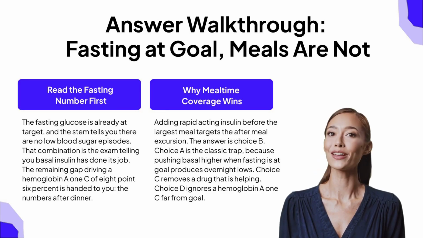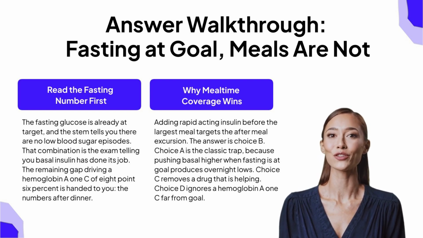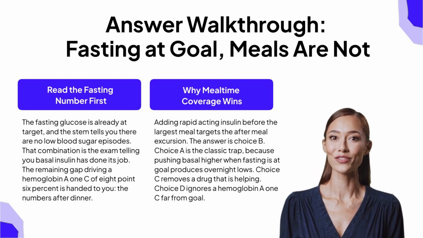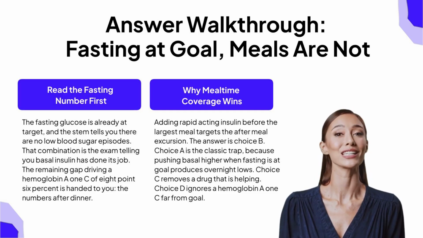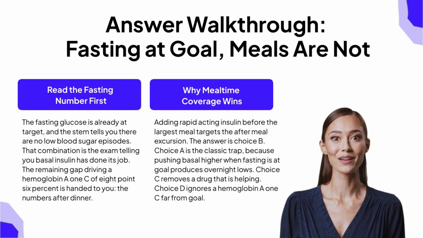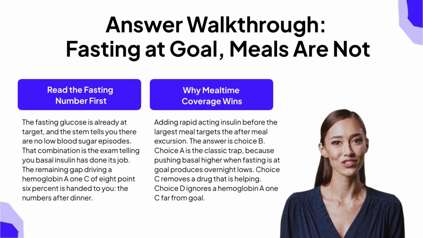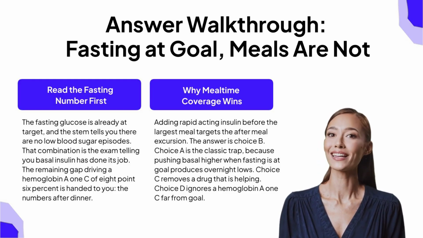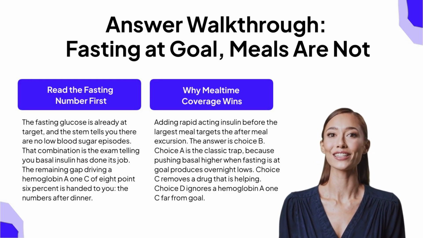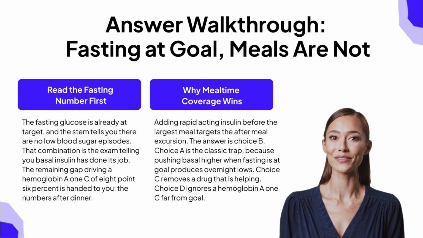Here's the whole question in one move. The fasting glucose is already at target, and there are no lows. That combination is the exam telling you basal has done its job, so the gap between a controlled fasting number and an A1C of 8.6 has to come from somewhere else, and the STEM hands it to you. Readings after dinner consistently above 250. Adding rapid-acting insulin before the largest meal targets that excursion. The answer is B.